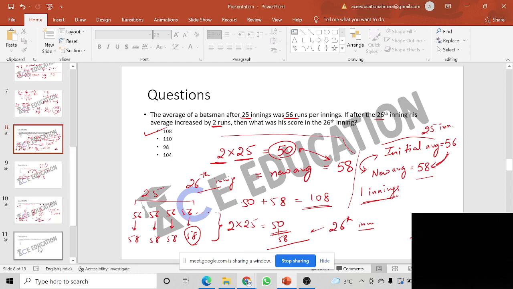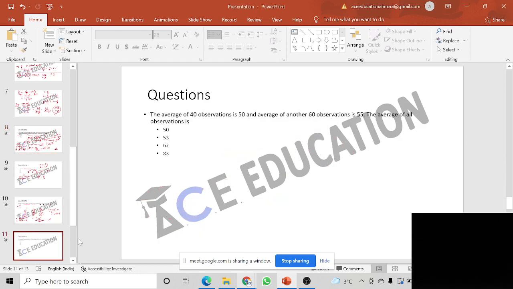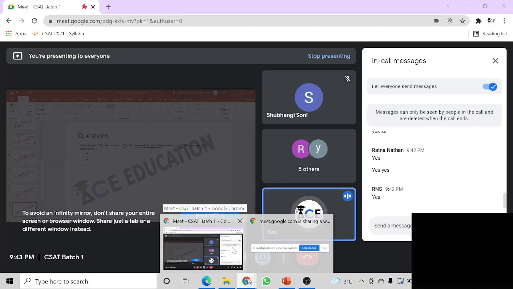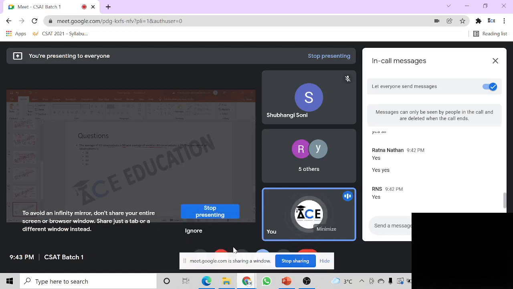Okay, let me just check another question. We'll try to do it with a similar method. It is saying that the average of 40 observations is 50. The average of another 60 observations is 55. What is the average of all the observations? Can you guys tell me what concept will be used here? Concept as in, is it normal average? Is it weighted average?